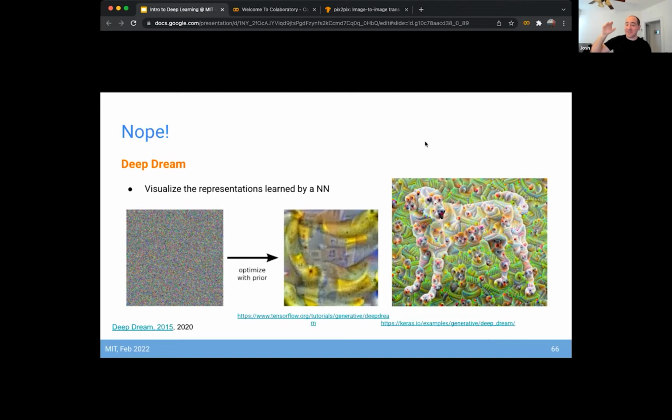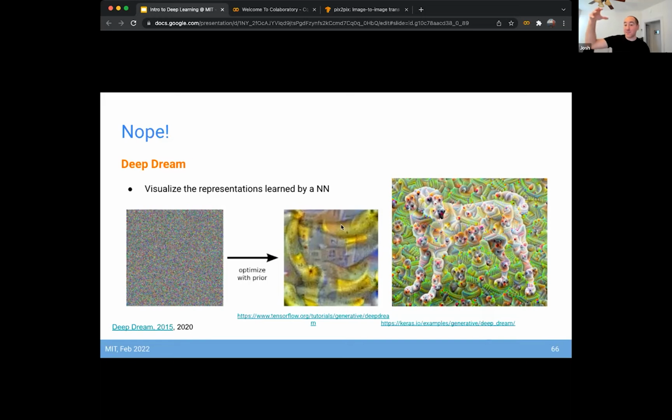If you're interested in neuron number 5 in layer number 1 or whatever, you can find an input image that makes that neuron as strongly activated as possible. Here what we're doing is we're starting with some static, and we're optimizing the static to activate some neuron in the network.